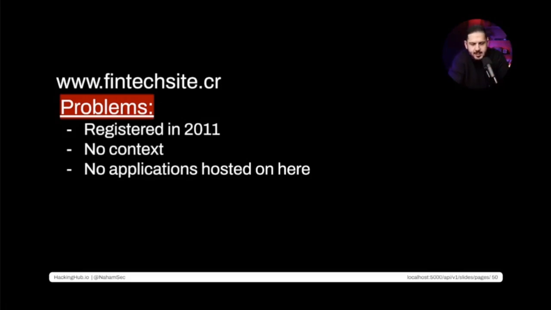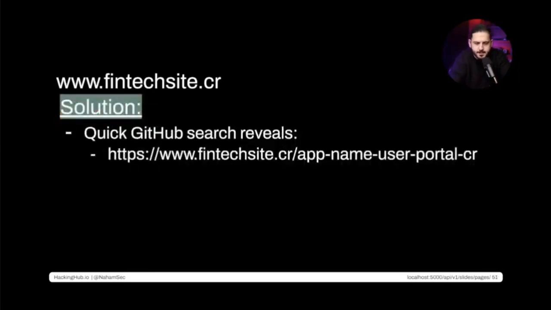We just don't know what it is yet. We have no context, and obviously we have no applications hosted on here based on what we can see and based on Google searches and things like that. So quick little GitHub search we do, and it comes back and it says, yep, there is an actual hidden app that is called app-name-user that's portal, and the CR, for the language is in there too.